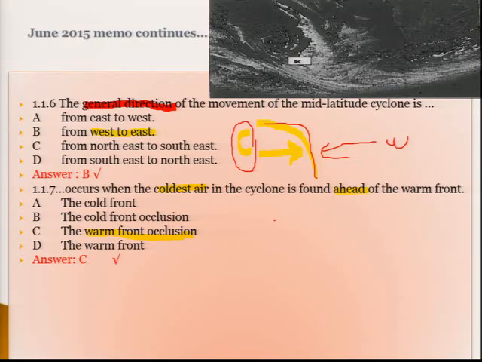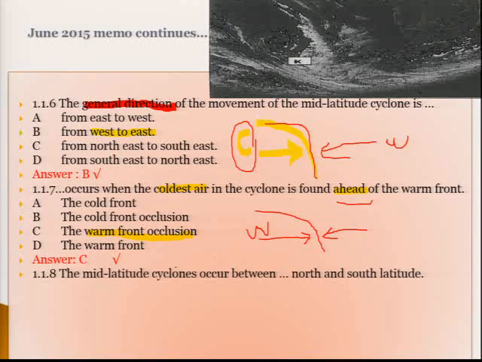But for this answer, you still have your wave, and then behind here it is now the opposite. You have your warm air, and ahead, as the question is saying, you've got your cold air. When the cold air is ahead, then in this instance we have our warm front occlusion. The correct answer will be C.